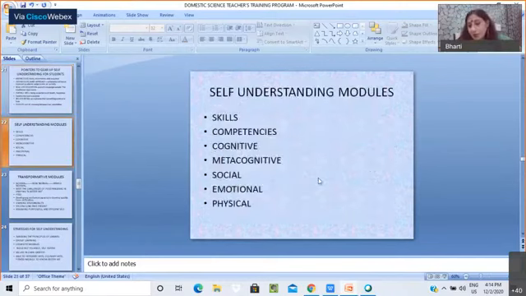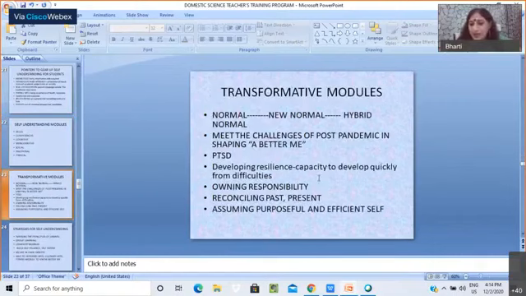Now, self understanding modules, as I've already spoken to you all, talk about skills and competencies to do things successfully, and the cognitive impact on it. How far is the child able to get into critical thinking and problem solving behavior? Metacognitive means thinking about thinking, evaluating oneself. Maybe the child is not able to score well, or not able to do the project well. Just ask the child to write down in a diary or journal. And similarly, working on the social, emotional and cultural aspects.